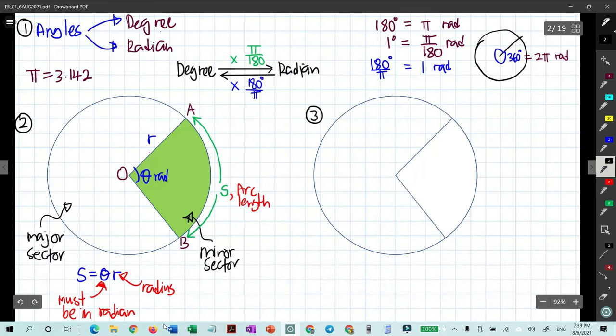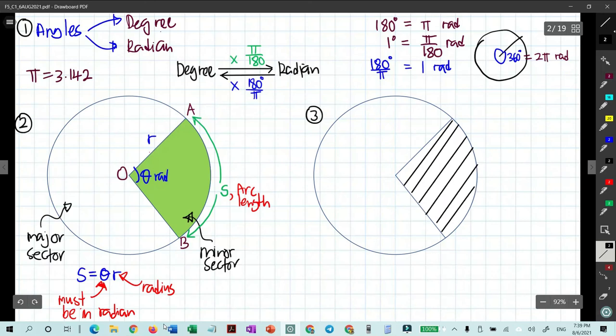Let's say you are given a sector. So let's see how to find the area of the sector. Okay, in fact, finding the arc length and finding the area of the sector is not something new for you. But here we are using a different formula, because the angle that we are using now is actually in radian. The angle at the center of the sector OAB is given by theta, and theta is actually in radian.